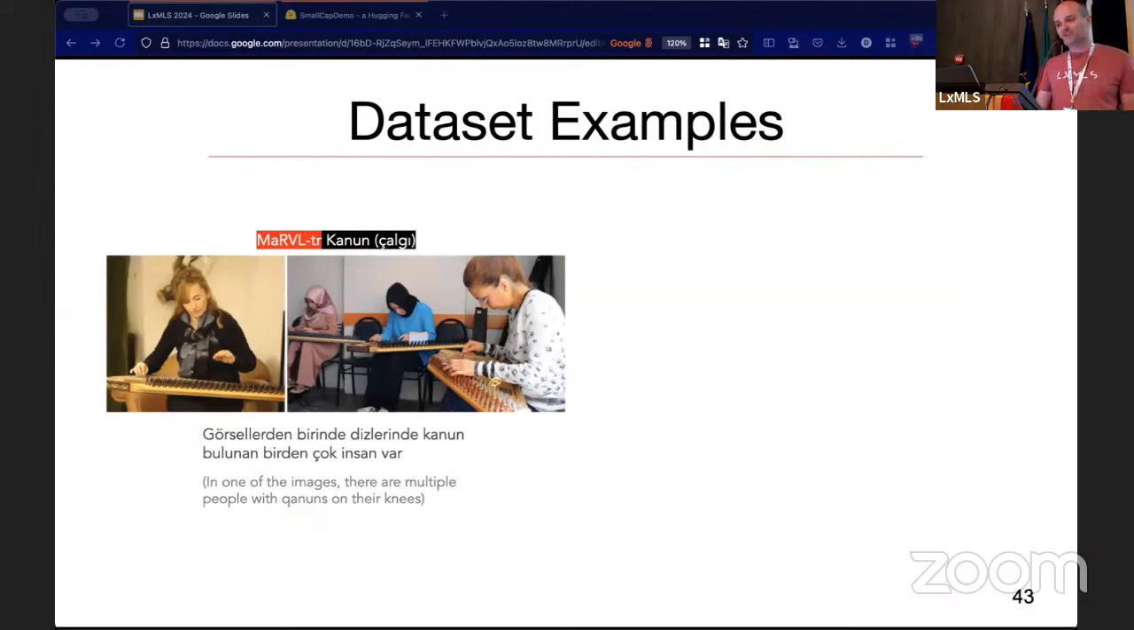This is a pair of images, and the gloss into English from Turkish is that in one of the images, there are multiple people with cannons on their knees. Is this true or false? It's false. Okay, why? The objects seem to have legs of their own.